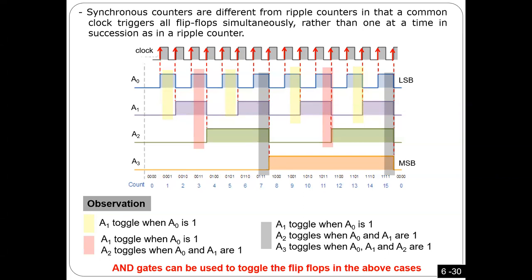A0 has to toggle all the time for every clock. So every clock, A0 has to toggle all the time. Okay. So every clock here, every edge, this one has to toggle.